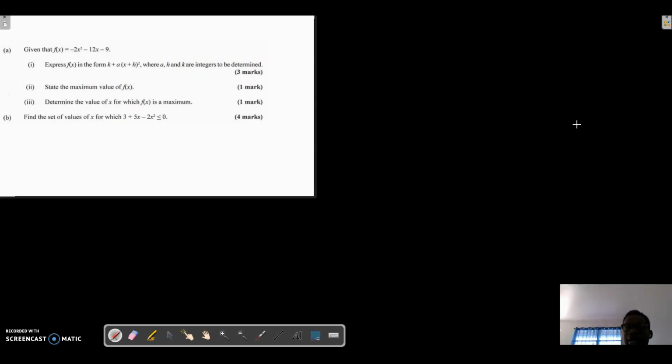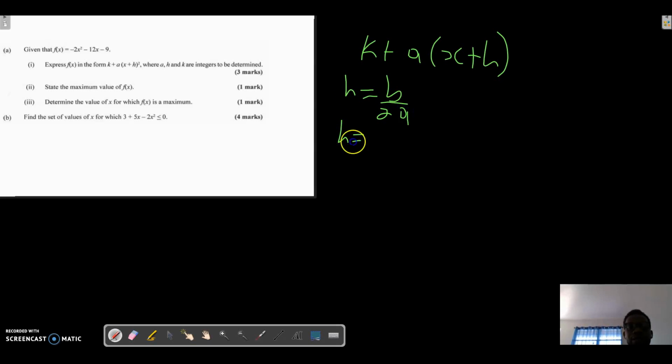And of course we have a shortcut way of completing the square, which you're less likely to make errors with. We simply use the fact that h is equal to b over 2a. Now my b value is negative 12 over 2a, so that's 2 times negative 2. So h would be negative 12 over negative 4, which is 3.